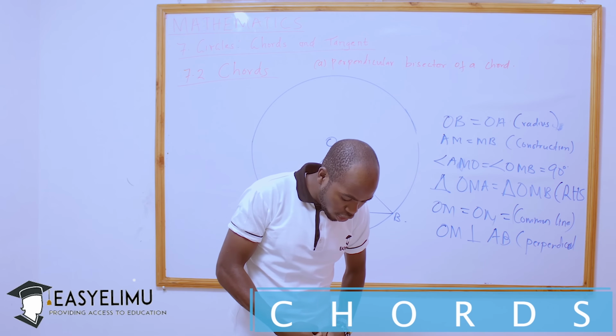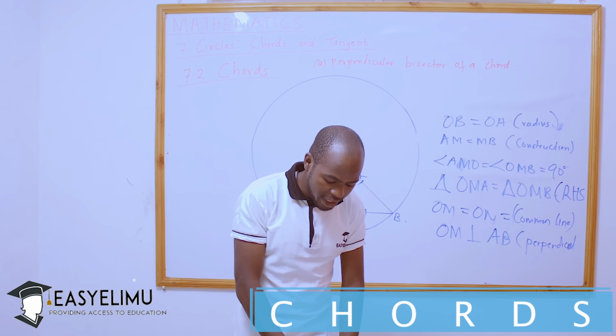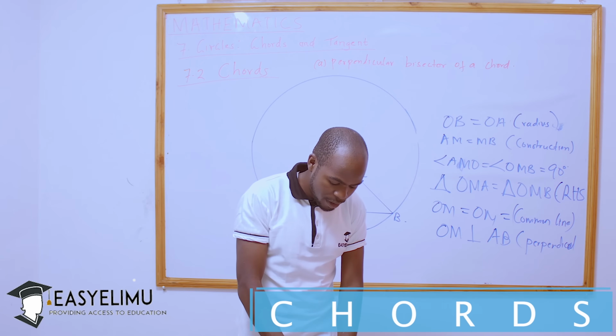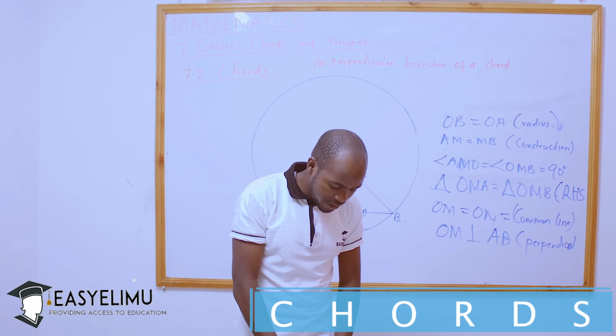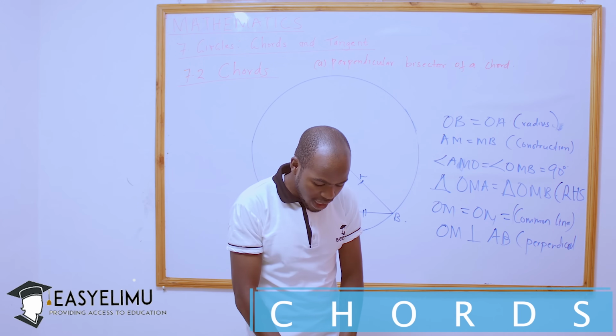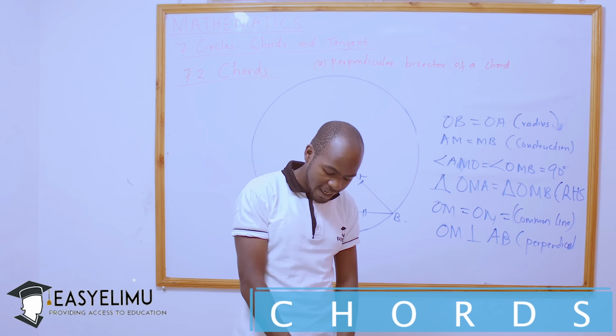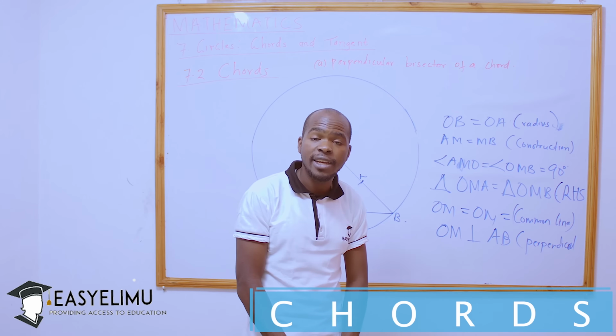So we are having a chord of 12 cm long on a circle of radius 10 cm. Find the distance of the chord from the center of the circle. A chord of 12 cm long is on a circle of radius 10 cm. Find the distance of the chord from the center of the circle.